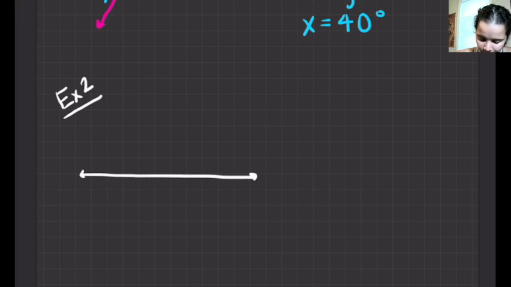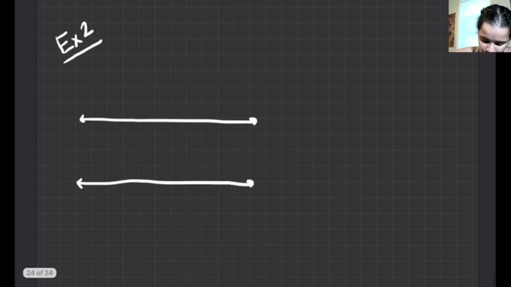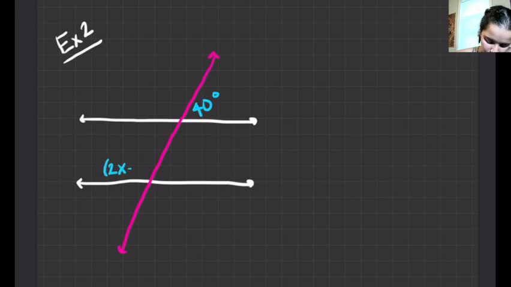So again, I'm going to draw my parallel lines. And I'm going to cut them by a transversal. Okay. And now, again, let me say that that angle is 40 degrees because why not? And I'm going to say, okay, well, find this angle for me. And that angle measures 2x plus 2, okay? Solve for x. That is our objective here, is to solve for x, okay?